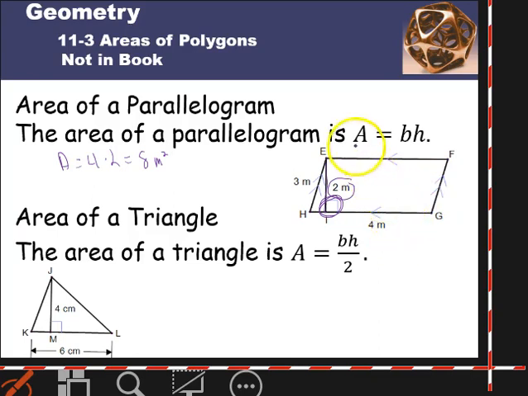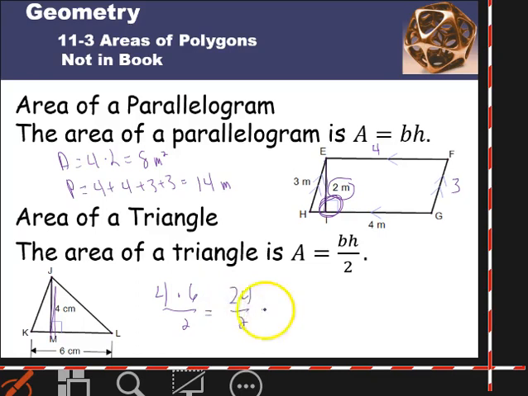Now the perimeter, this would be 4, and this would be 3. The perimeter is 4 plus 4 plus 3 plus 3. So that's 8 and 6 is 14 meters. Okay, for the area of the triangle, it's base times height. Again, this is the height. So it's going to be 4 times 6 divided by 2. So 24 divided by 2, which is 12 centimeters squared.